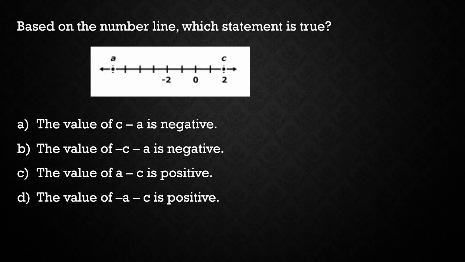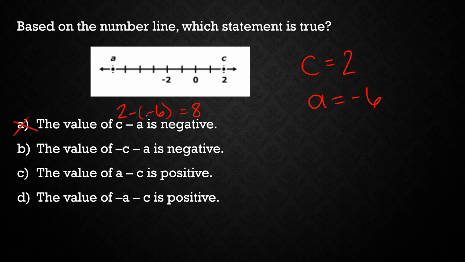Alright, based on the number line, which statement is true? If I look here at C, C is at 2, and A is at -6. So C is 2, and A is -6. If I were to take all these answer choices and just plug in -6 for these and see which one works. Like here I would have 2 minus -6. That's going to give me +8, so it's not that one.